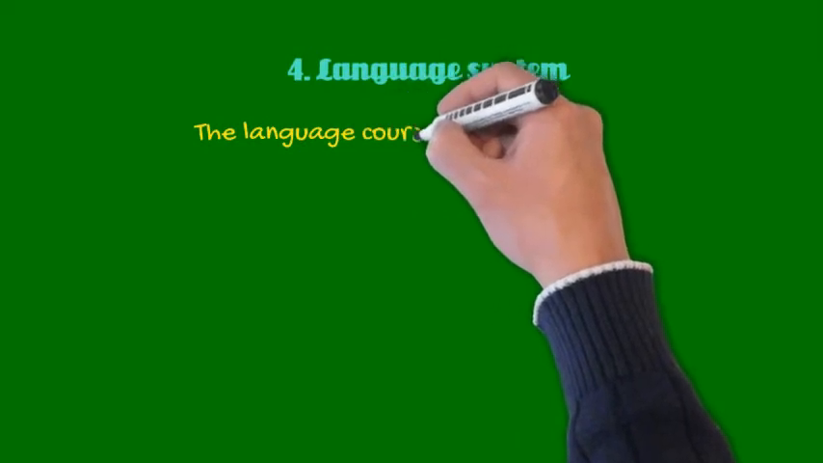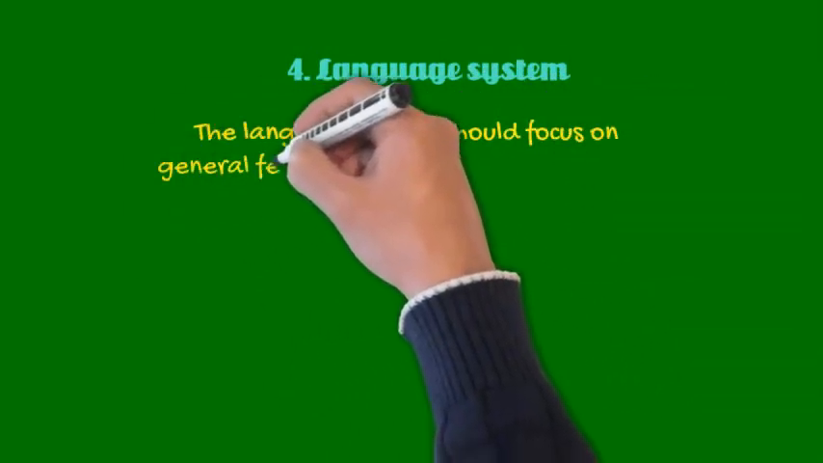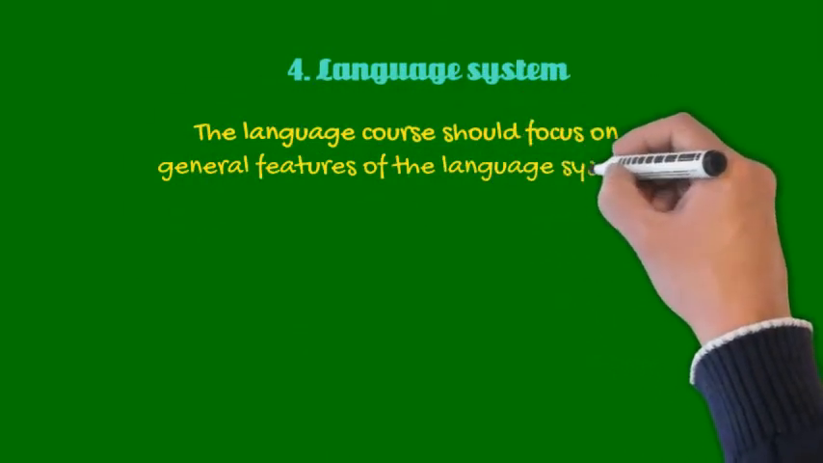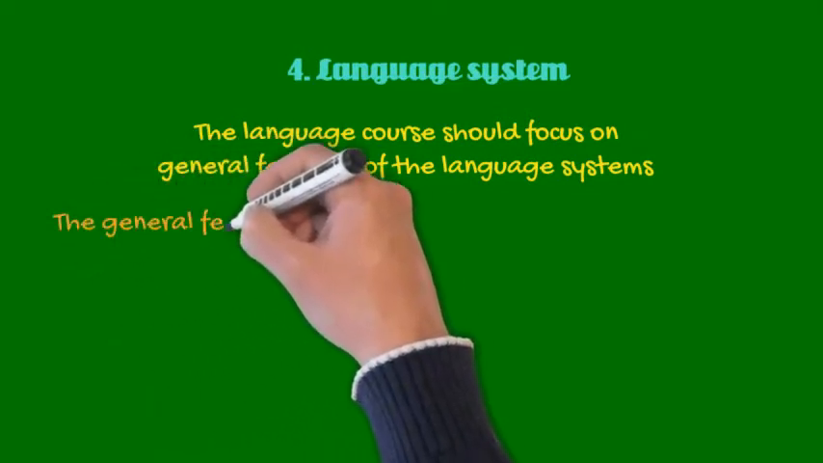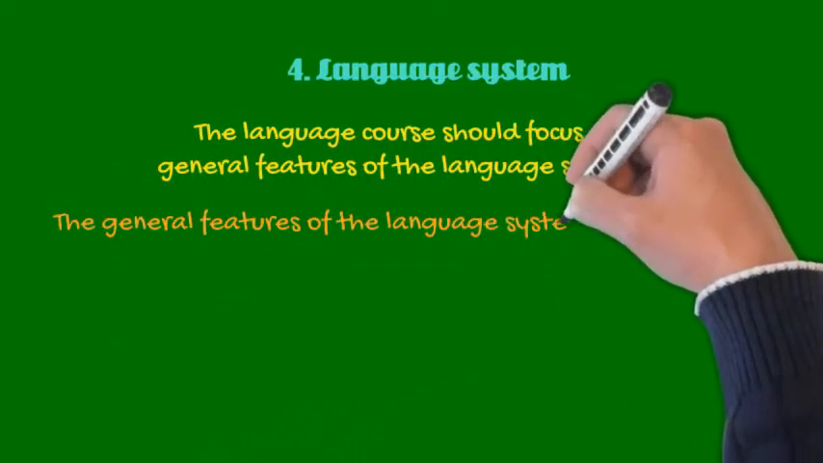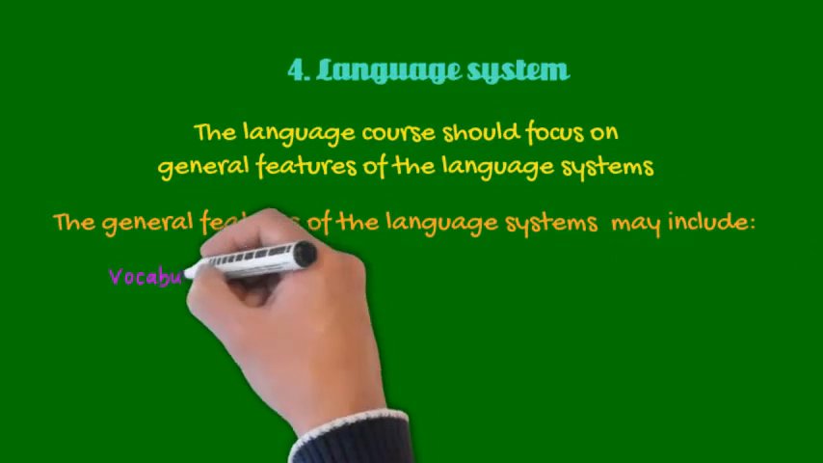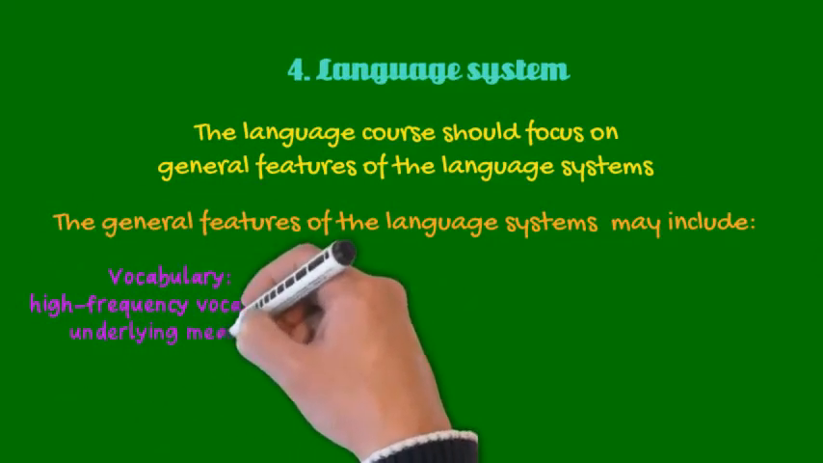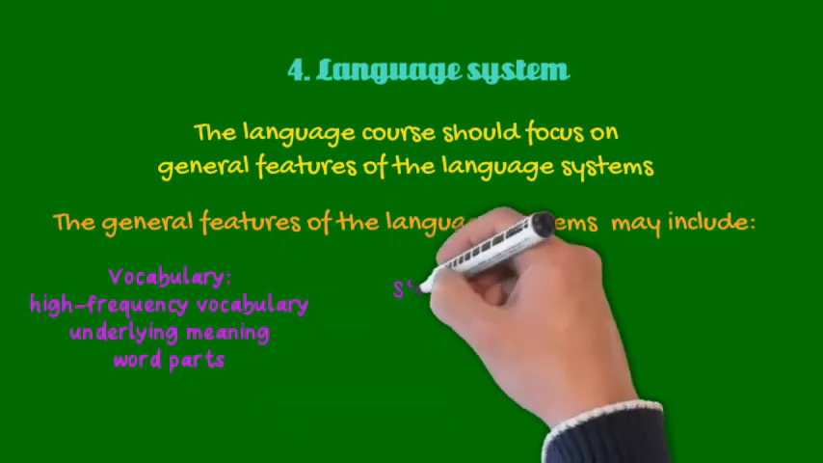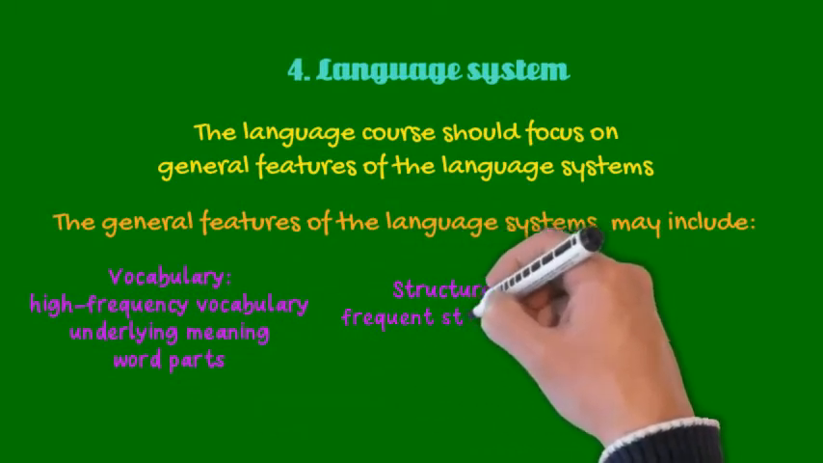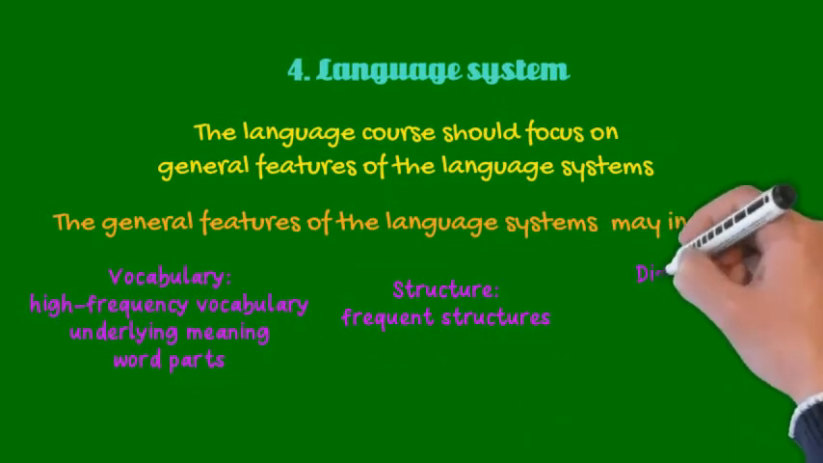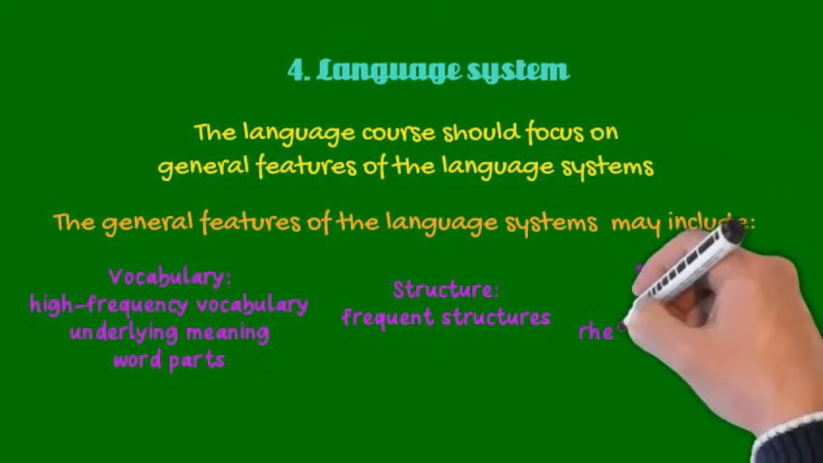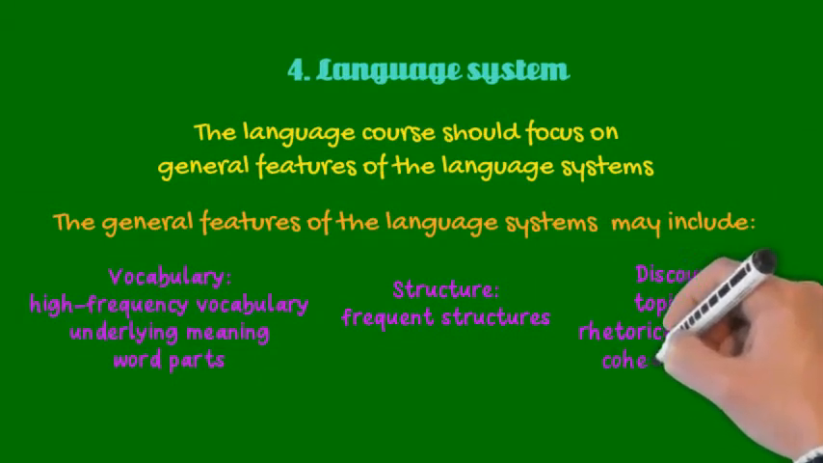The fourth principle is language system. The language course should focus on general features of the language system. The general features of the language system may include vocabulary, which consists of high-frequency vocabulary, underlying meaning, and word parts. The second one is structure. It refers to frequent structures. And the last one is discourse. It may consist of topic type, rhetorical structure, and cohesive devices.